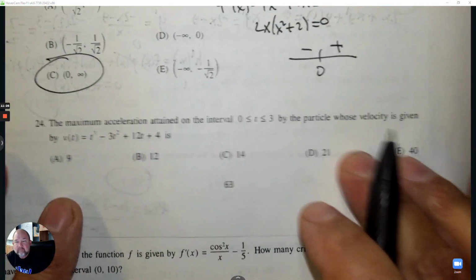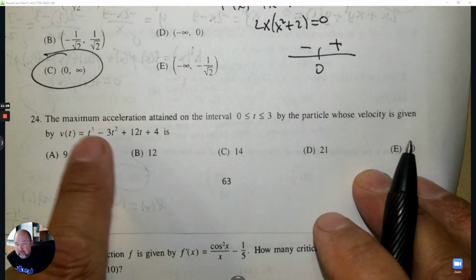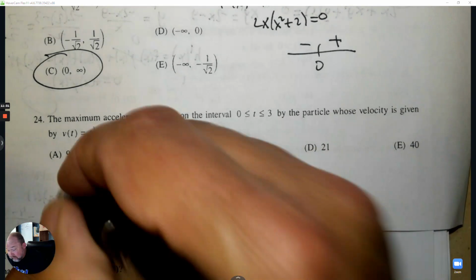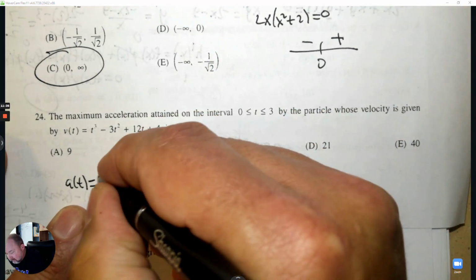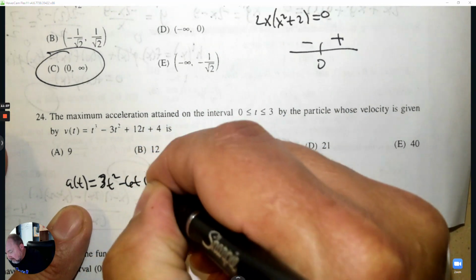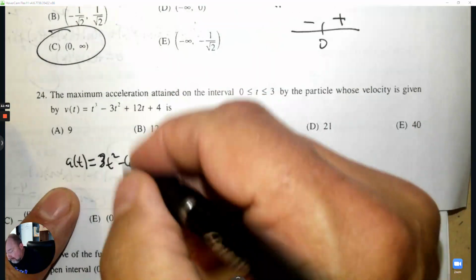24. The maximum acceleration attained by this particle whose velocity is that. So let's first of all find the acceleration, which is 3t squared minus 6t plus 12 equal to 0. I'm going to divide out a 3.